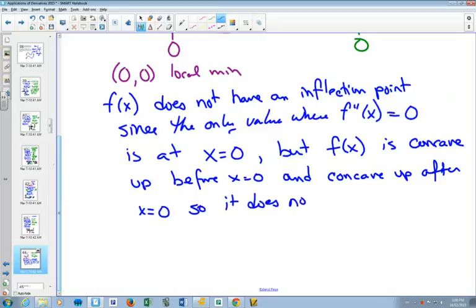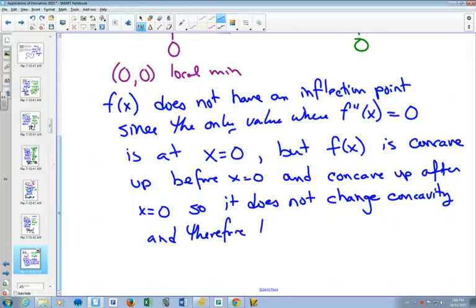So it does not change concavity, and therefore there are no inflection points.